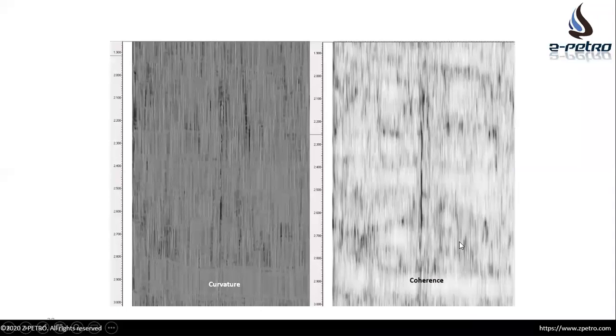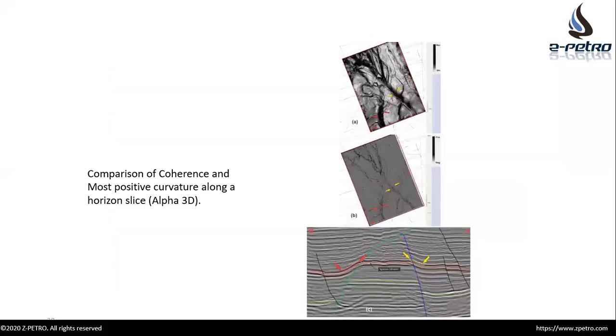So both are applicable. Sometimes we will use coherency, sometimes we will use curvature, sometimes coherency shows the better resolution, sometimes curvature shows the better resolution, all right.